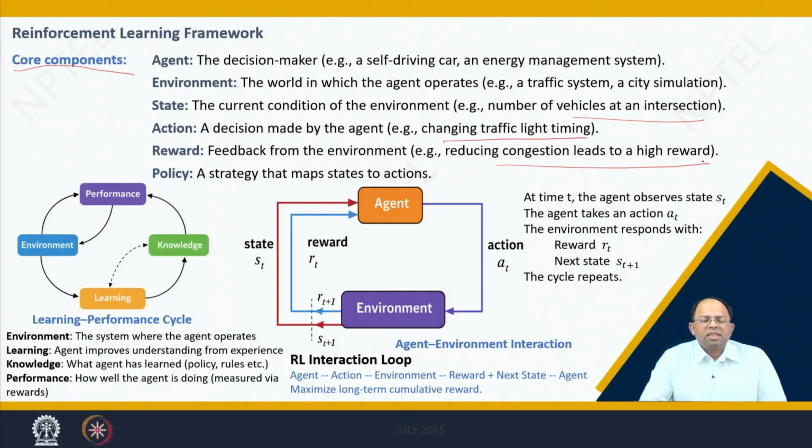So the policy means a strategy that maps states to actions. That means it will give us a list of states and a list of actions that should be adopted in that particular state if we encounter those possible states. So that is what a policy is.